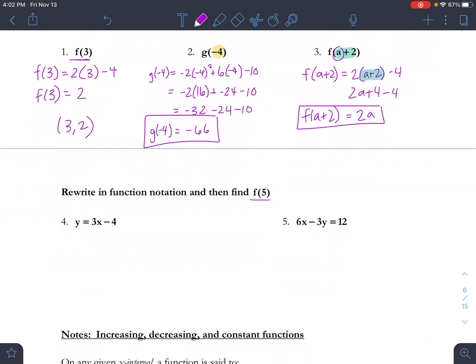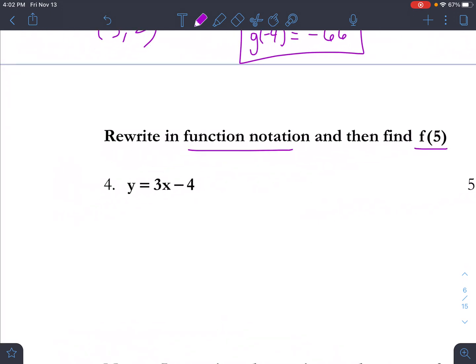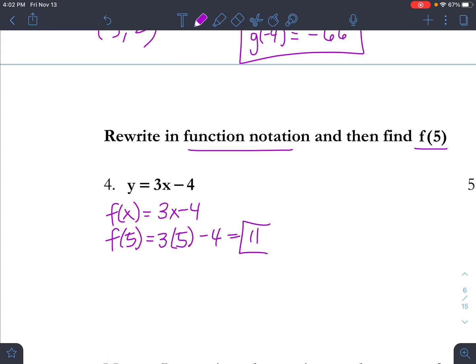Something where it said evaluate f of 5 and you're given x's and y's. We're going to write this in function notation first, which means we're going to replace y with f of x. So the first thing we want to do here, this one's already solved for y. So this is the same thing as saying f of x is equal to 3x minus 4. So f of 5 is 3 times 5 minus 4, which is 11.